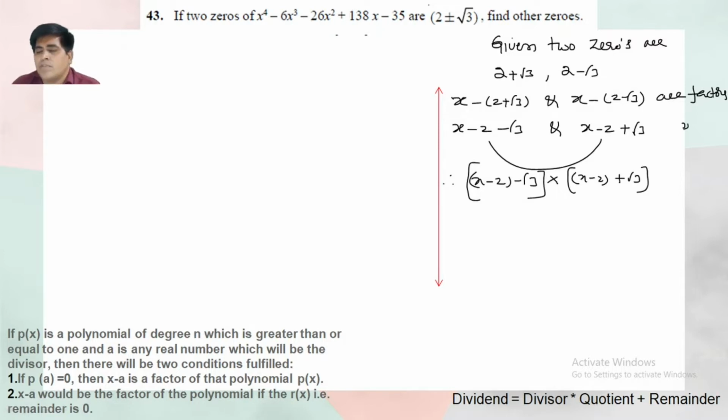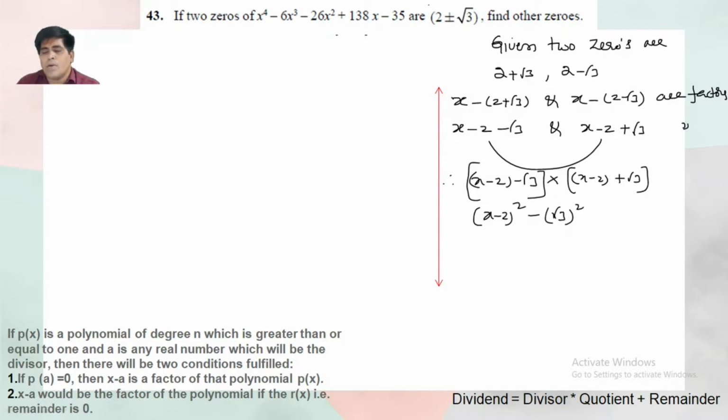I kept bracket for the first two terms. So this is in the form of A minus B into A plus B. Already you have learned this identity in the 8th class. A minus B into A plus B gives A square minus B square. So we have to simplify this one.